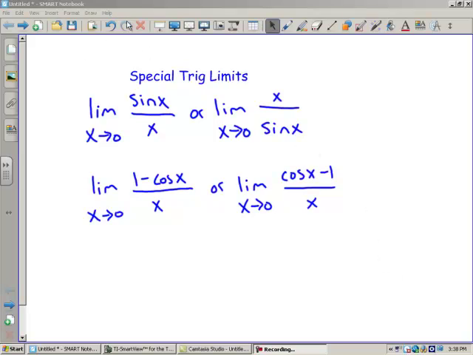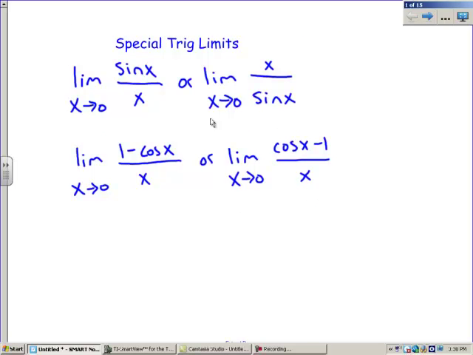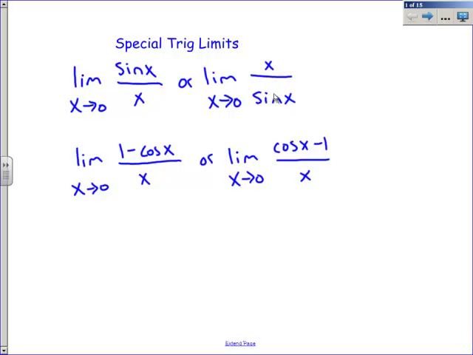Alright guys, we're going to do some special trig limits. We have two that we are going to look at, and we're going to show several examples of how they can be modified. And that's the limit as x approaches 0 of sine x over x, and even if it's flipped over, if it's x over sine x, they have the same answer. And then the limit as x approaches 0 of 1 minus cosine x over x, or cosine x minus 1 over x.